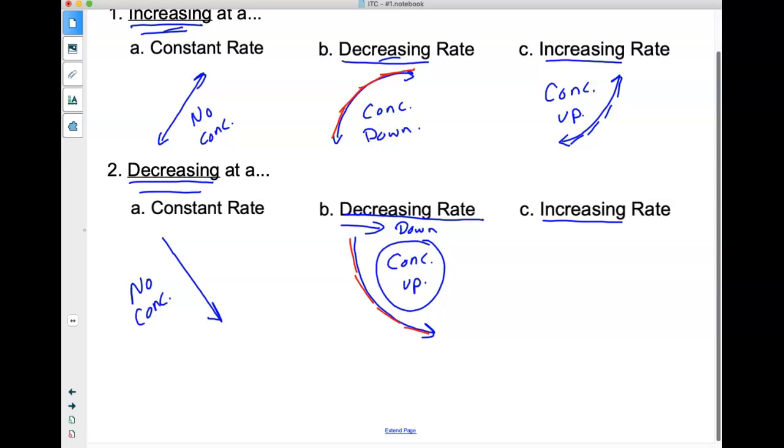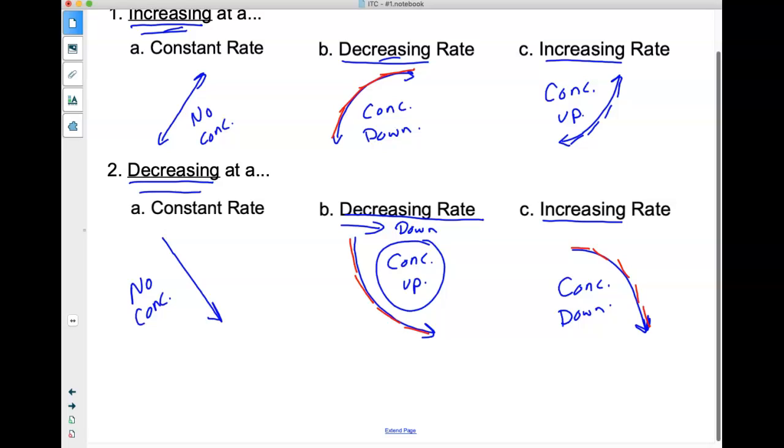Well, left to right, my curve's going down, but my lines are getting steeper. Just like that. Okay? Left to right, it's going down here, but I can see my tangent lines, the slope of them are increasing. So if I have a function that's decreasing at an increasing rate, it will be concave down at that part of its graph.